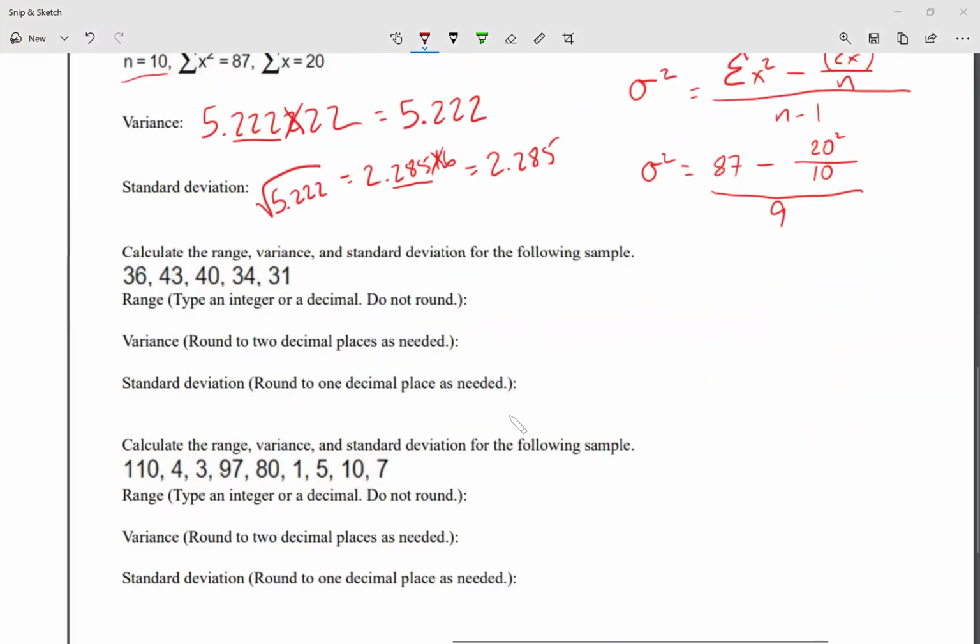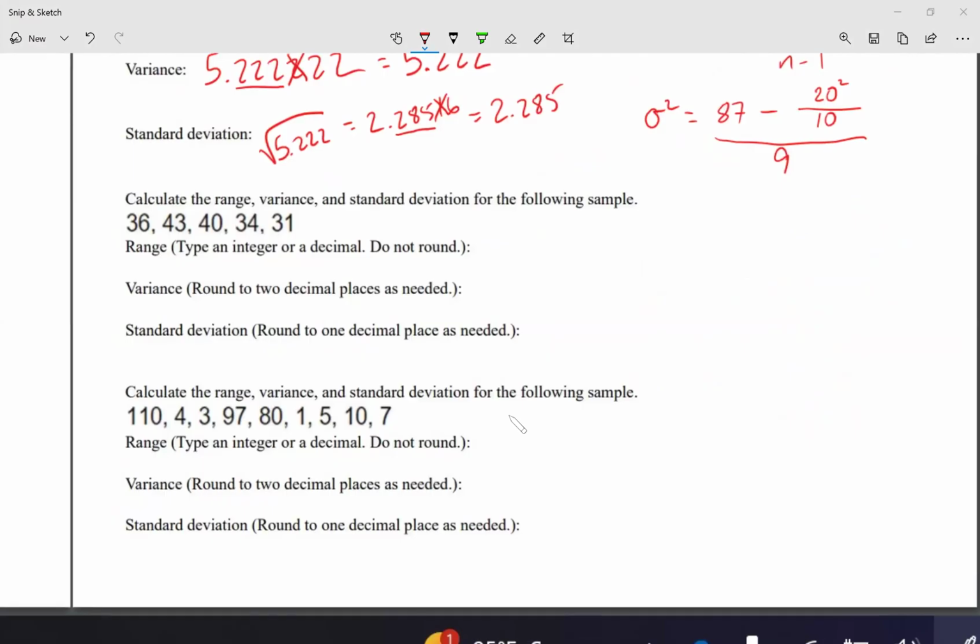Now, this last part, the hard part of this thing, is basically put them in order. So I'm going to put this in order. What's the smallest number we have here? In the 30s, right? So we have 31. Let me switch this to blue so we don't get confused with the top part. So my numbers are 31, 34, 36, 40, and 43. My range, okay, the range is going to be the biggest number minus the smallest number.